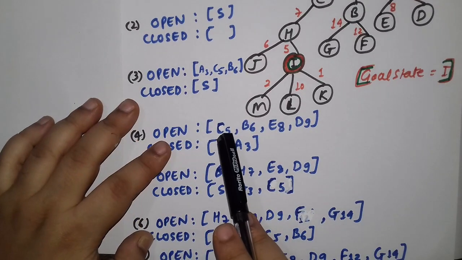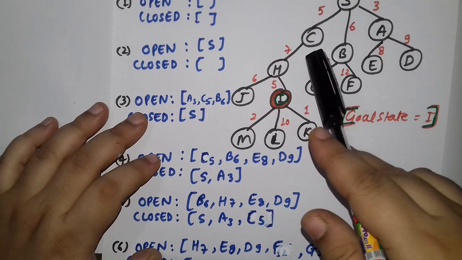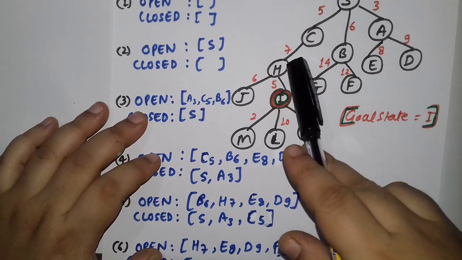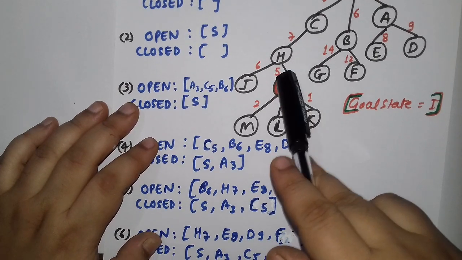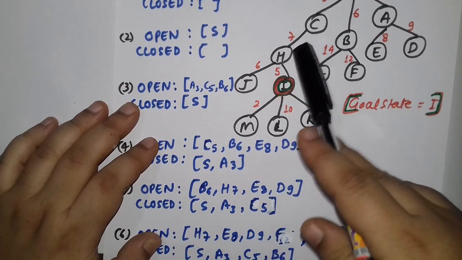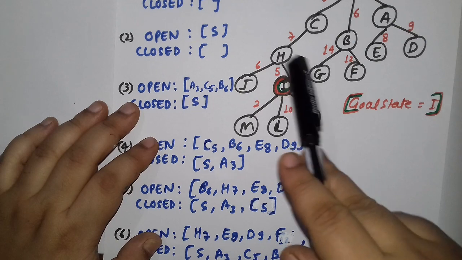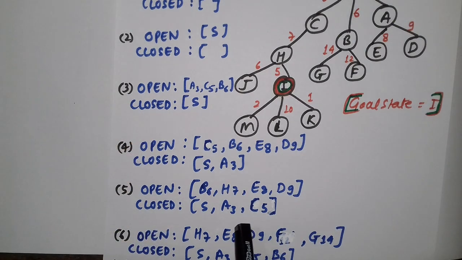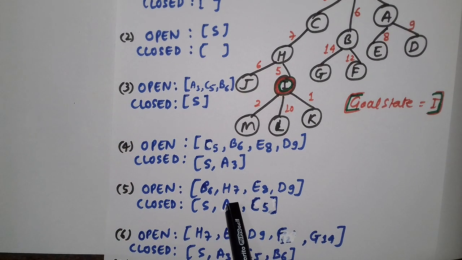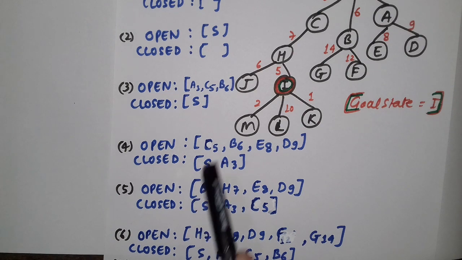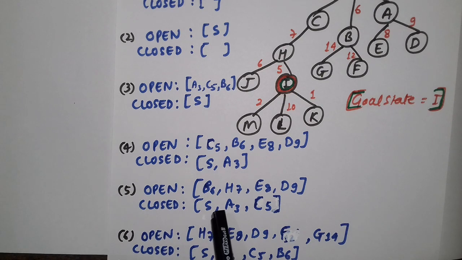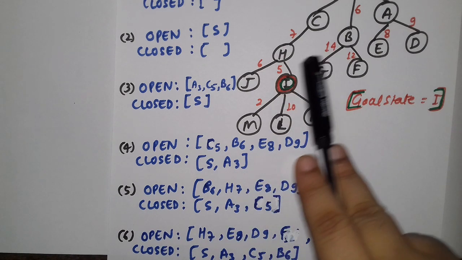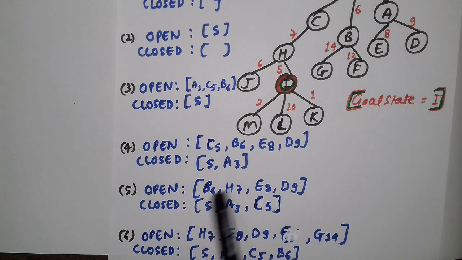Now C5, the children of C5 is only H, and the heuristic value of H is 7, and 7 is greater than 6. So when we transfer this C to the closed list, then we will write the children, or the single child of C, that is H, in this open list.